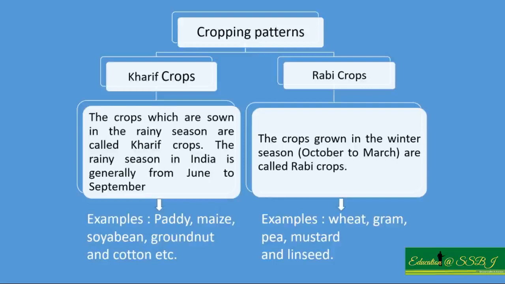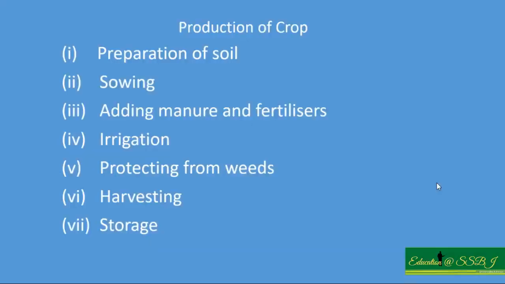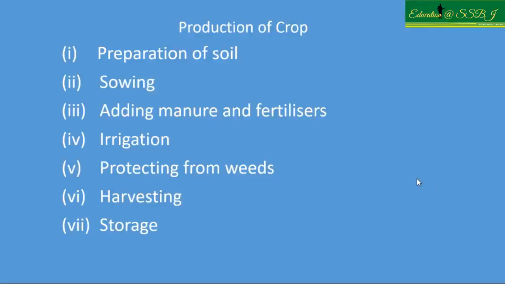We have also studied the steps involved in the production of these crops. What are the steps followed? Those were preparation of soil, then sowing, means adding seeds into the soil, then adding manure and fertilizers, irrigation, protecting from weeds, harvesting, storage. Right? These steps we have studied in brief. Now here we shall take up the first one, preparation of soil.